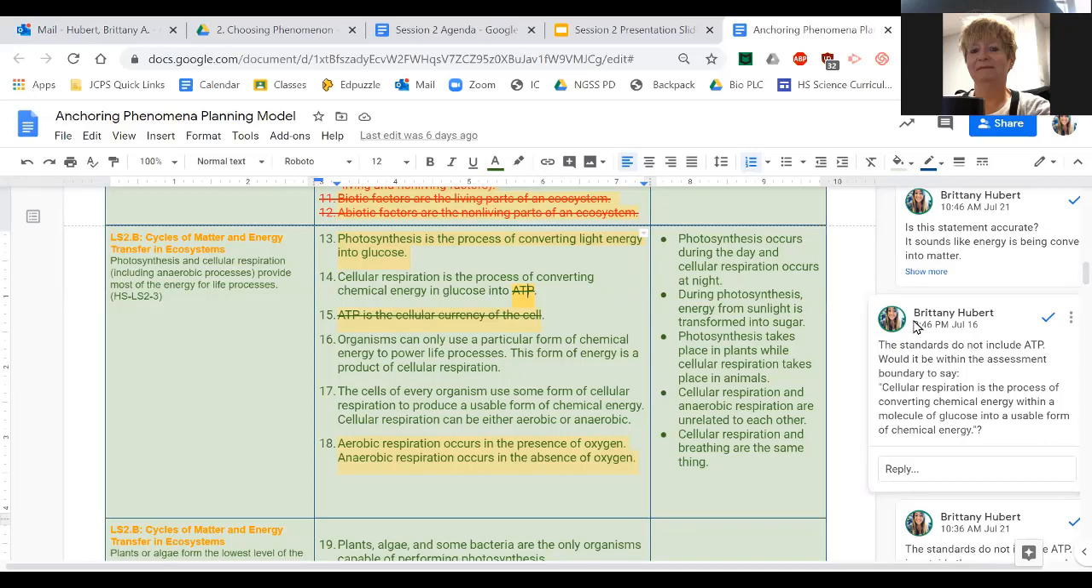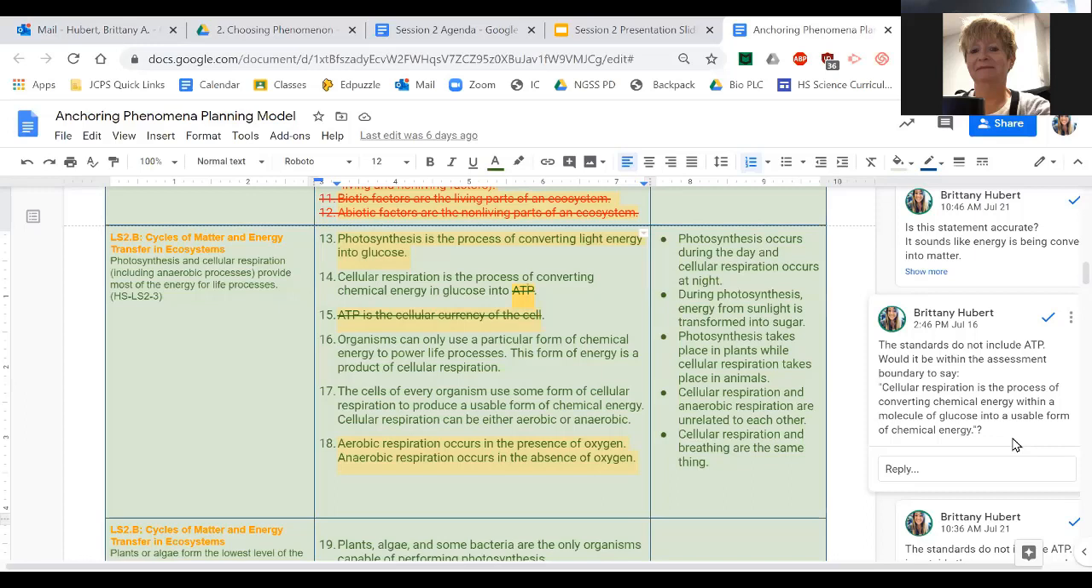We had to look at that PE. We had to look at the assessment boundaries. We had to look at the DCI. And what we determined was really cellular respiration, what NGSS is looking for students to understand, is that cellular respiration is the process of converting chemical energy within a molecule of glucose into a usable form of chemical energy. So what we really needed them to know is that there are different forms of chemical energy, and some can be used and some cannot. And cellular respiration was what made that chemical energy usable.